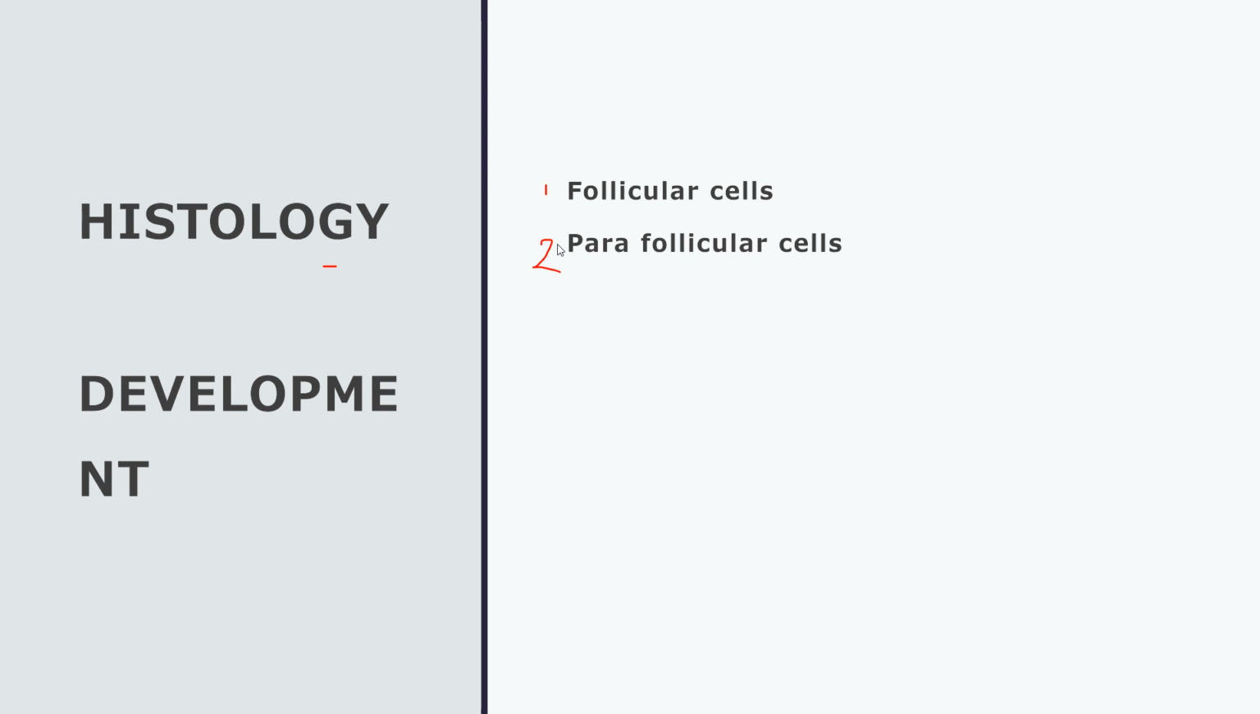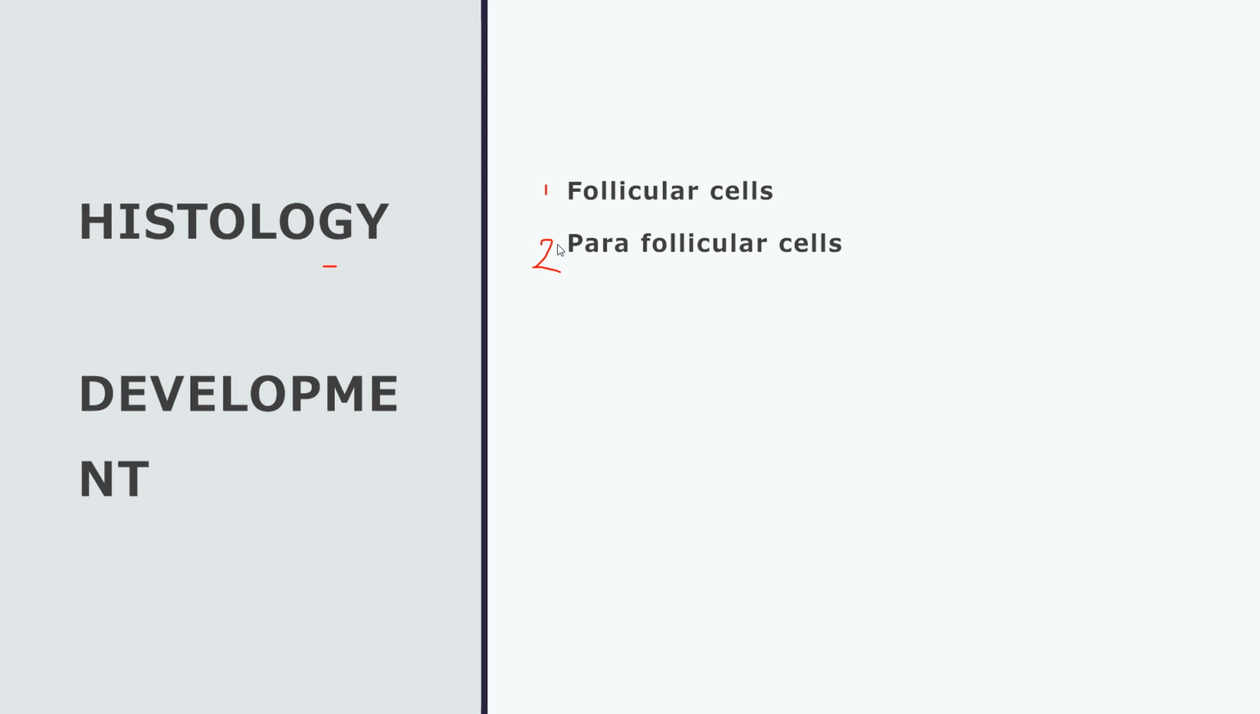The follicles contain colloid in their lumina. Mainly it secretes triiodothyronine and tetraiodothyronine, which is also called thyroxine. So it stimulates the basal metabolic rate, and the somatic and psychic growth of the individual.